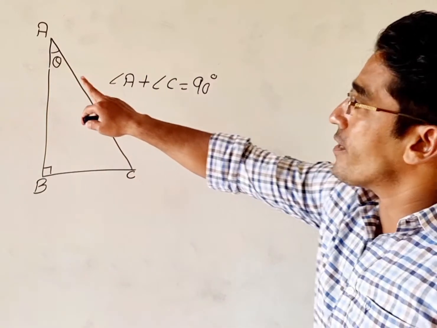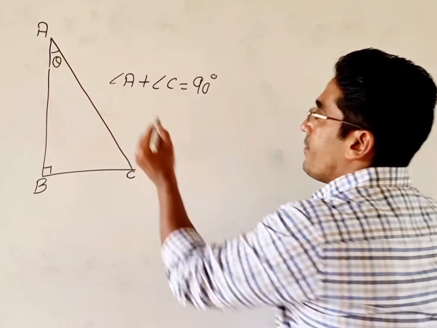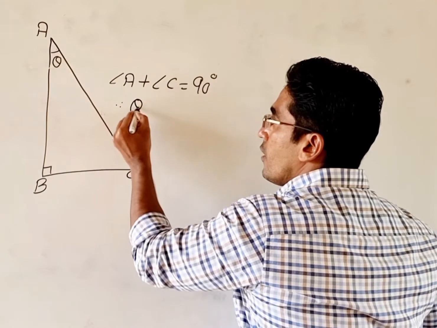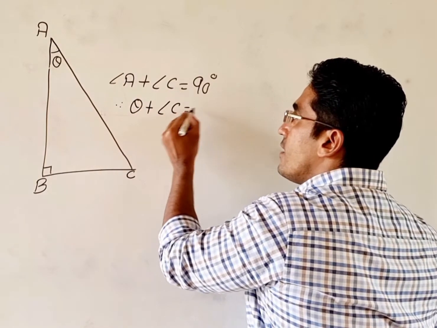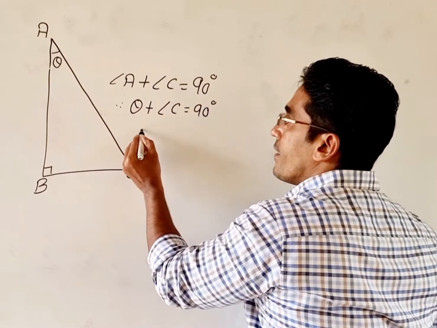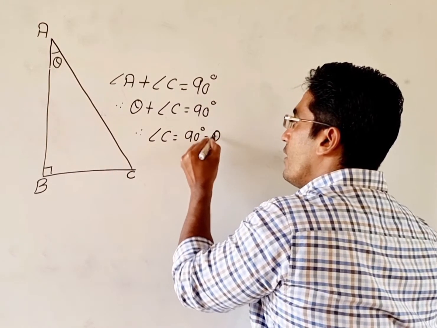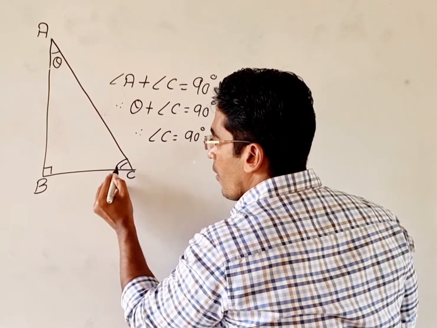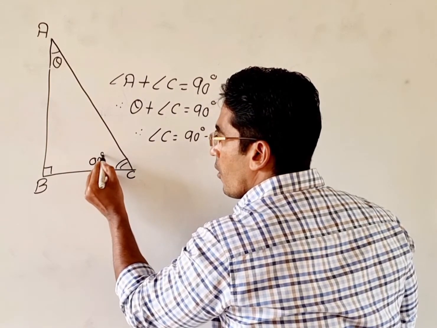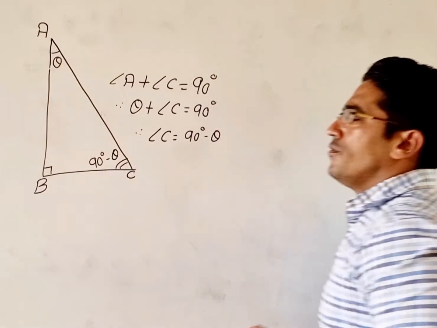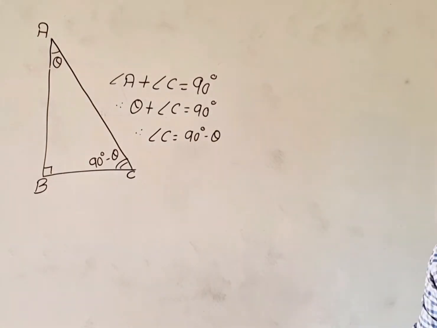Now I have considered angle A as theta. Therefore theta plus angle C is equal to 90 degree. Therefore angle C will be 90 degree minus theta. So what I got, angle C as 90 degree minus theta.